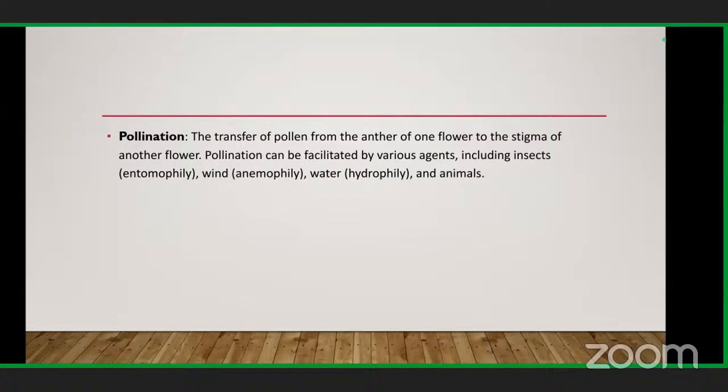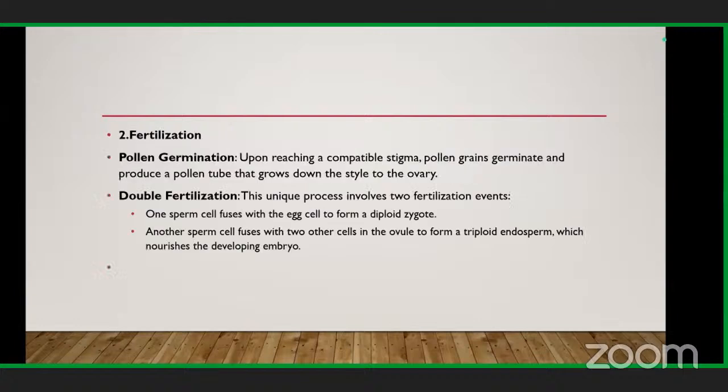So this pollination can proceed through various agents, including insects. Insect pollination is known as entomophily, wind is anemophily, water is hydrophily, and there are animals.